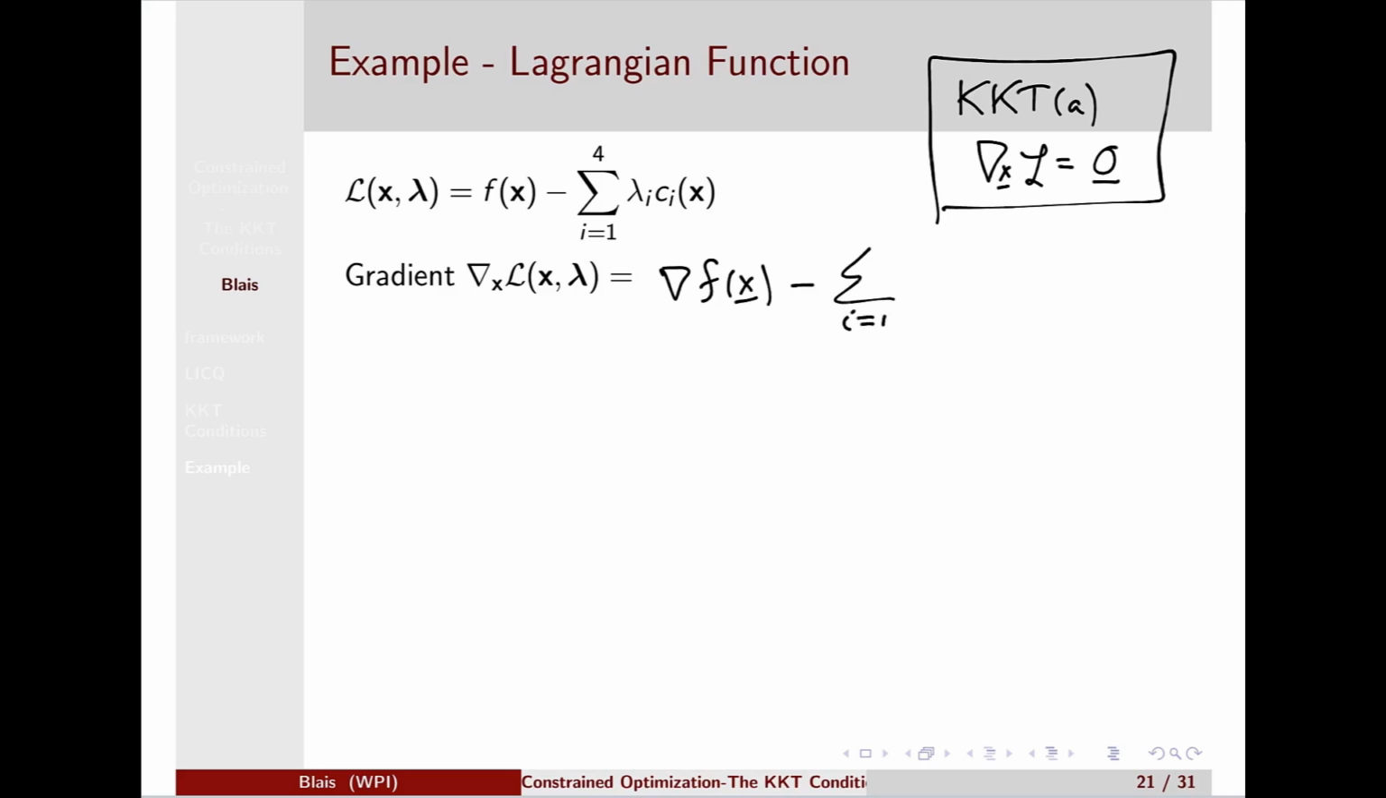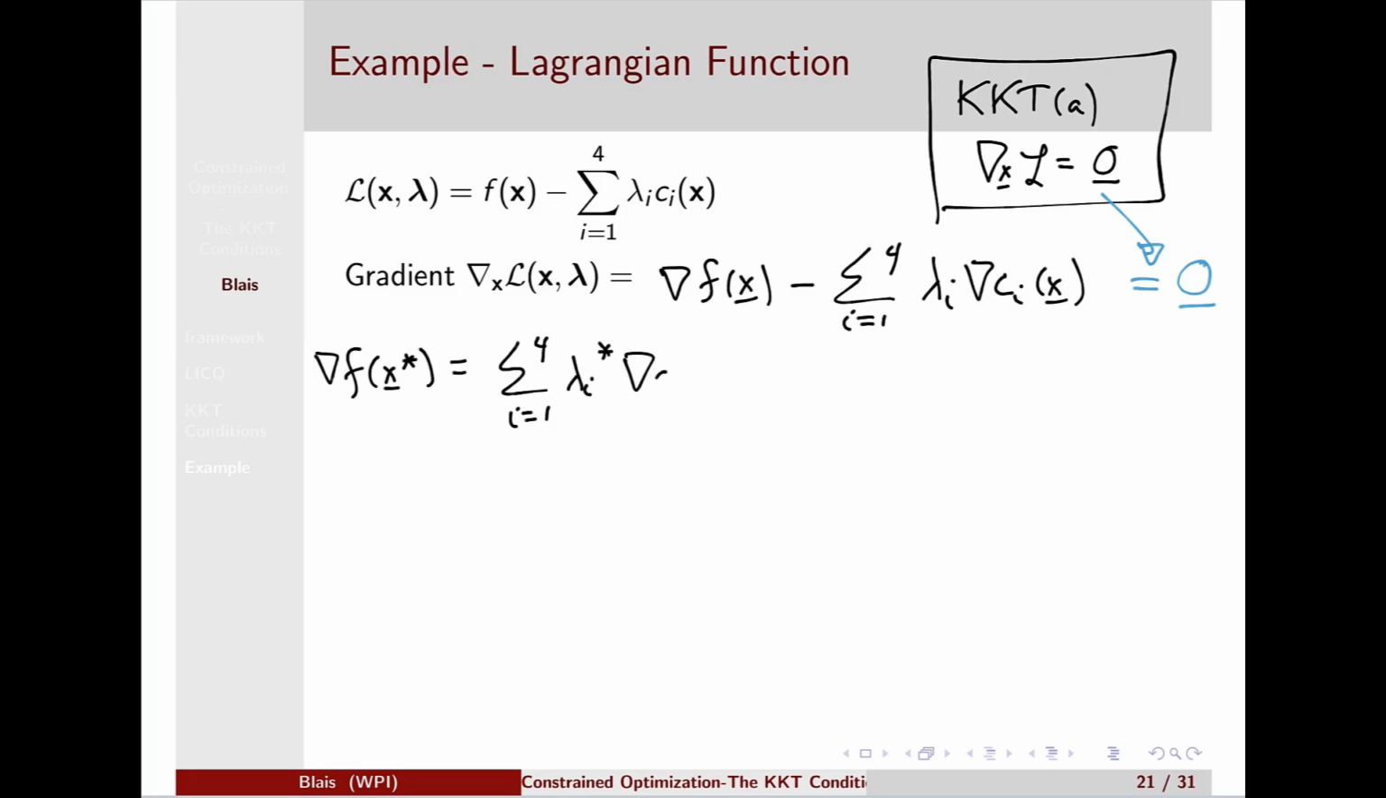Then we have lambda i is a constant. The gradient with respect to x of each ci of x is just the gradient of ci of x. So KKT condition A, specifying that this is equal to 0, means that the gradient of f of x star is equal to the sum i going from 1 to 4 of lambda i star times the gradient of ci of x star.